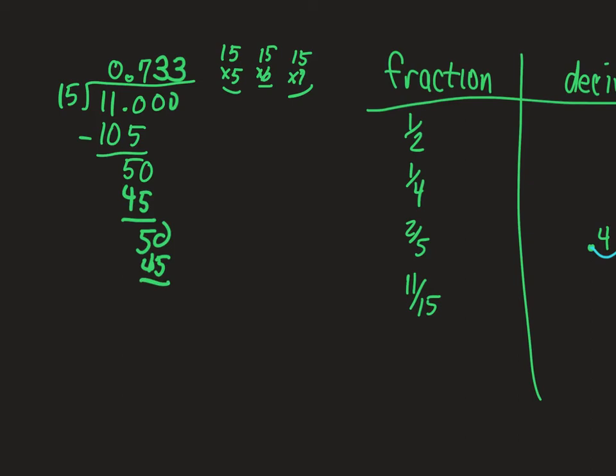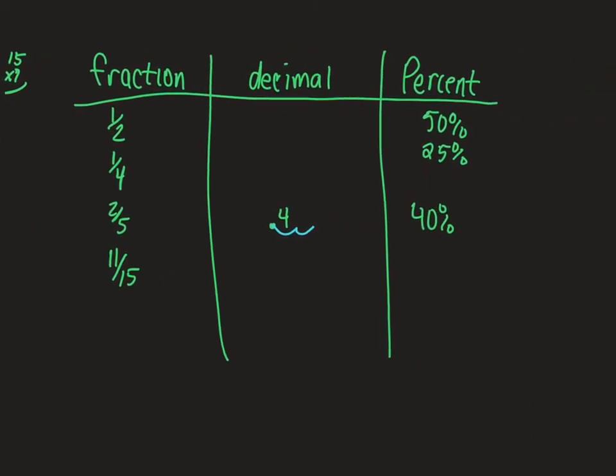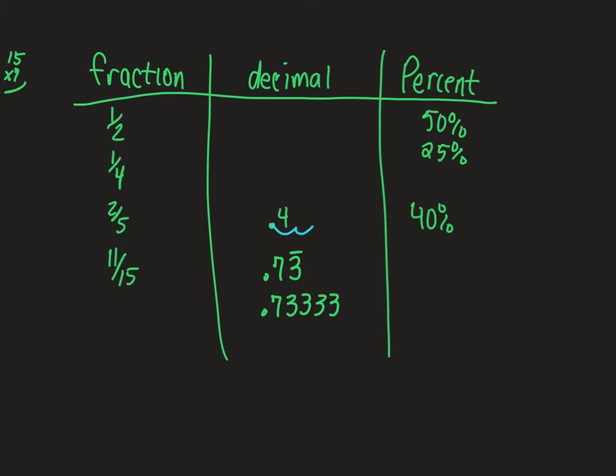My decimal is 0.73 repeating. 7333, remember, there's a whole bunch of 3s. It's kind of easier to write it that way because I got to hop twice. 1, 2. Final answer is 73.3 repeating percent.